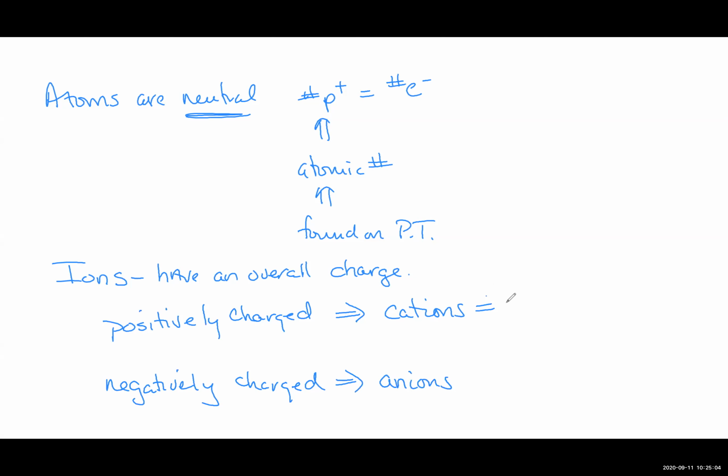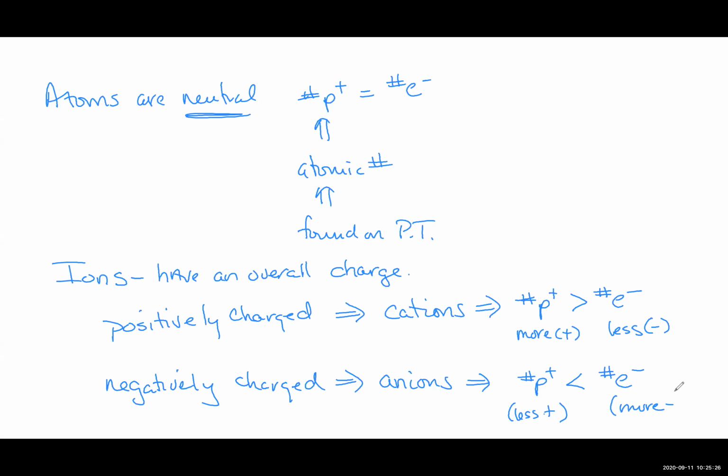If it's a cation, it means that the number of protons is greater than the number of electrons. You have more positives and less negatives, right? So overall, you're positive. If you're an anion, the number of protons is less than the number of electrons. This means you have fewer protons, or less positive, and you have more negative.